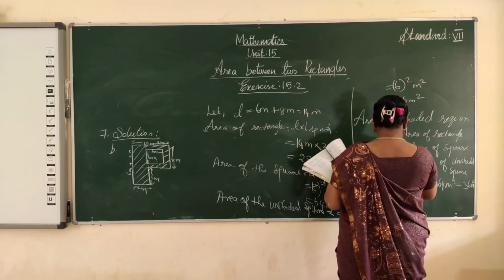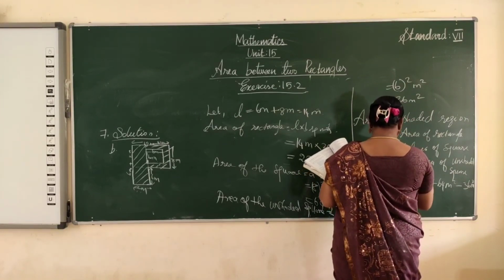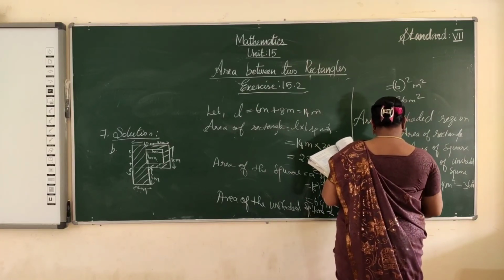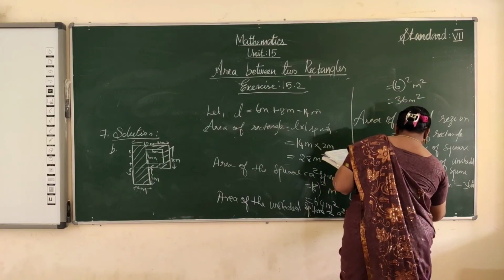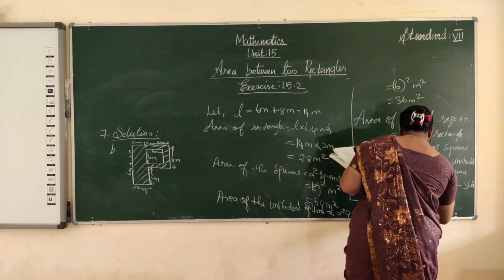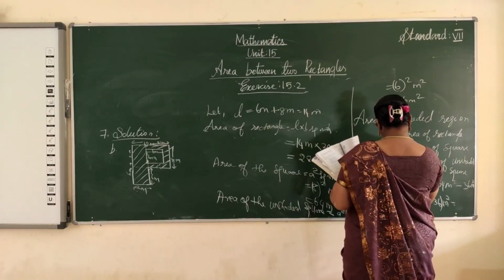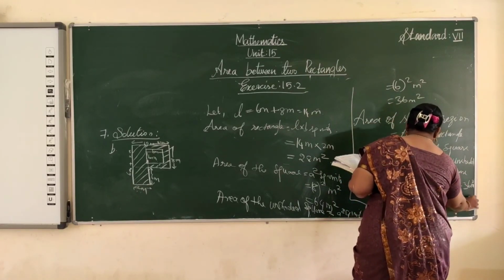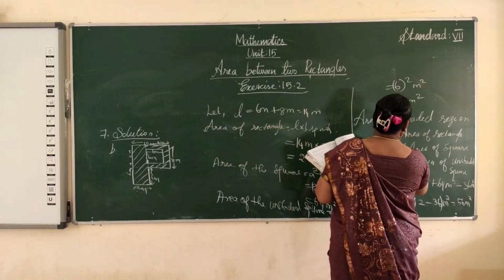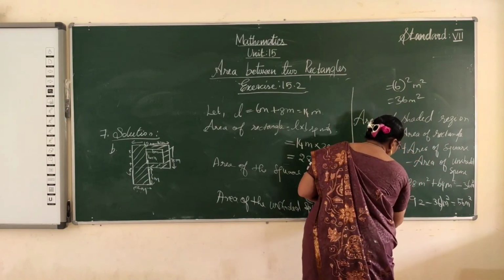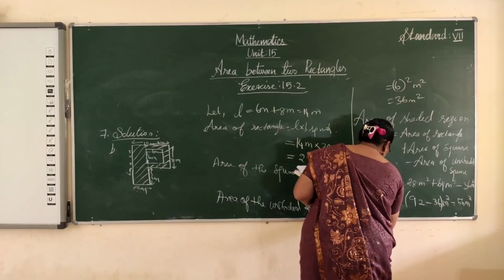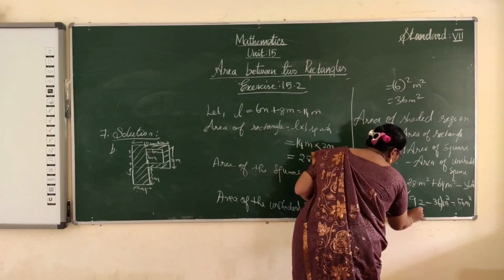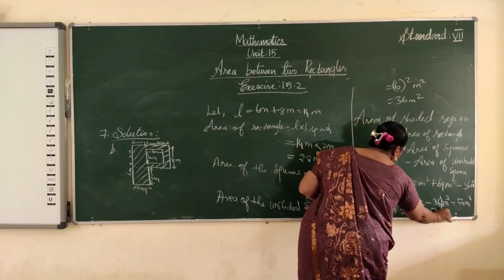28 plus 64 is 92. 92 minus 36 meter square is equal to 56. So 56 meter square. So the area of the shaded region is equal to 56 meter square.